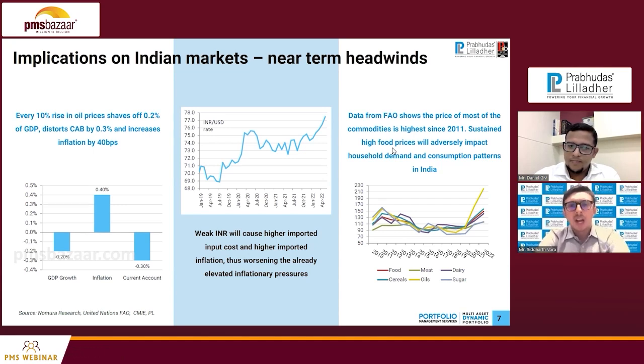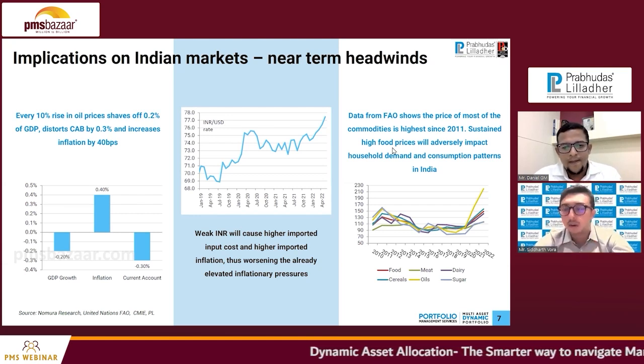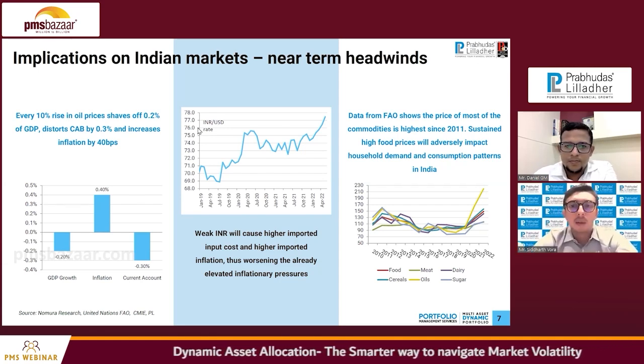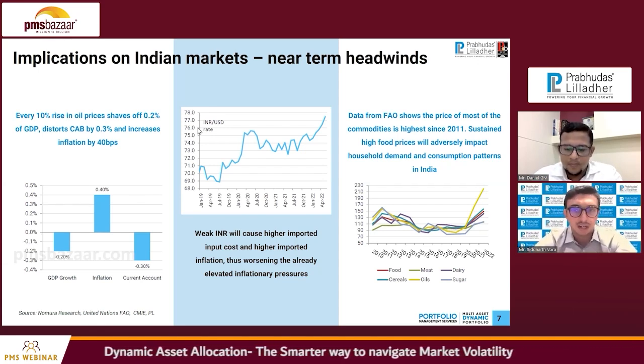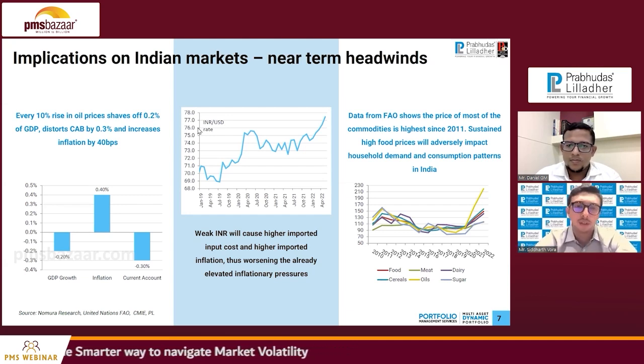also. Other than that, weak INR will cause higher imported input costs and higher imported inflation. Therefore, it will put more pressure on companies and businesses that are dependent on imported raw materials or commodities for that matter. And the last thing we need to also see is that commodity inflation is at historic highs right now. And as of now, there are no trends of this reversing. This is probably a combination of the geopolitical tension in Russia and Ukraine. At the same time, the lockdowns in China also have some impact.